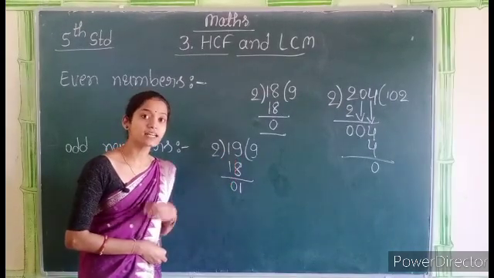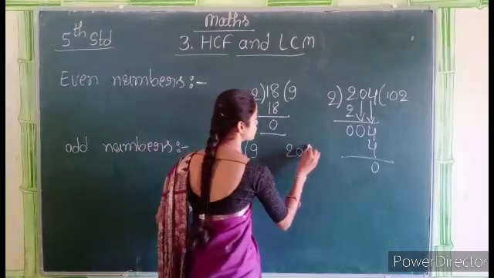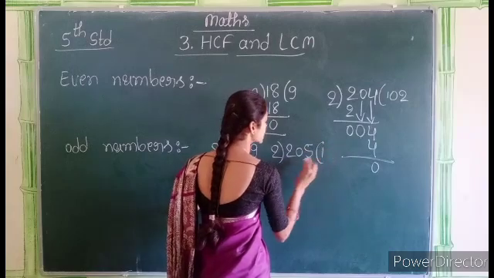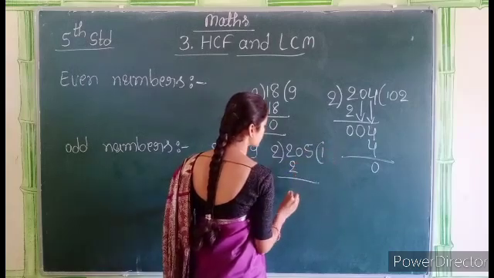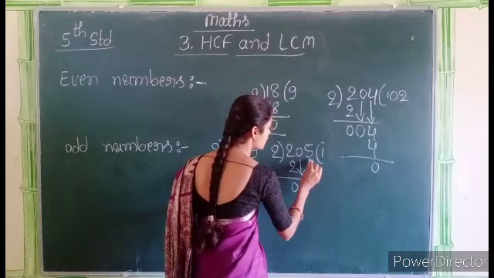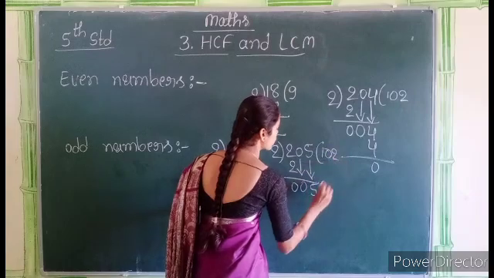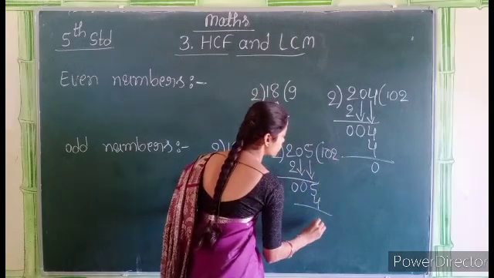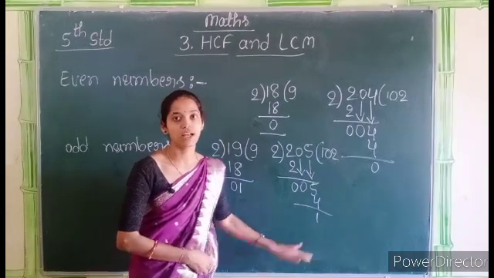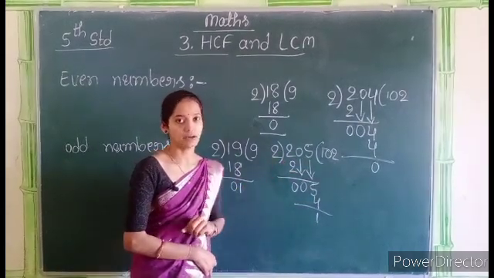And I will consider another example, 205. 2 ones are 2, 2 minus 2 is 0. We bring down this 0, then 5. 2 2s are 4, 5 minus 4 is 1. Here also we get remainder 1. Here 205 is an odd number.